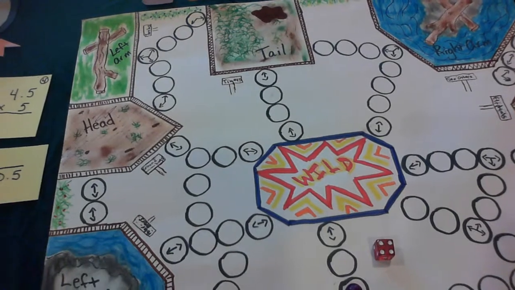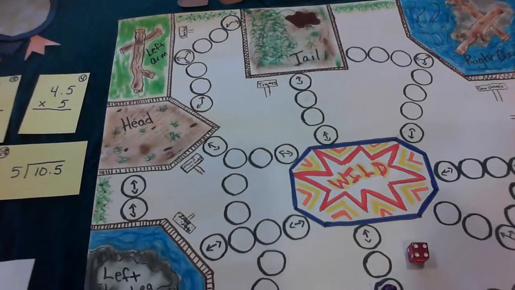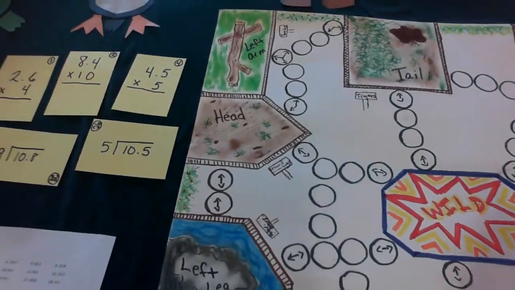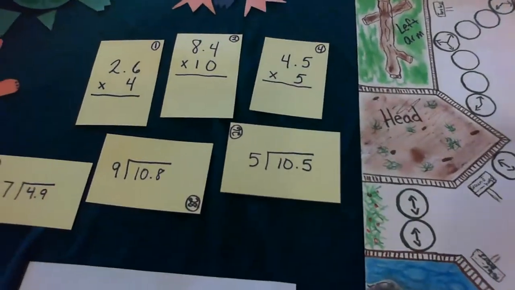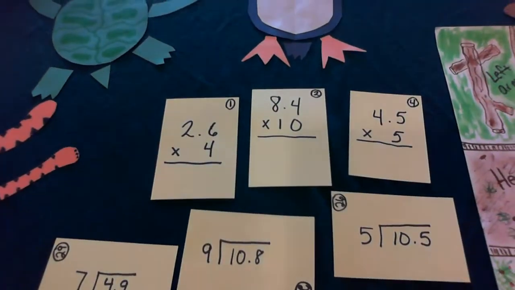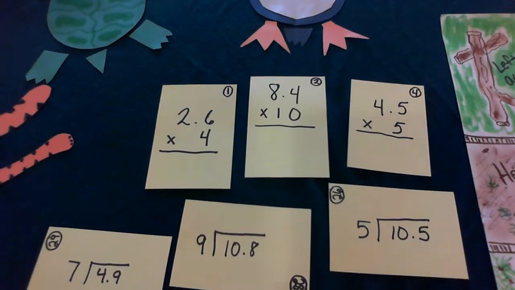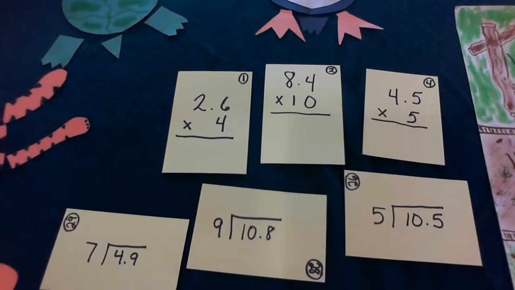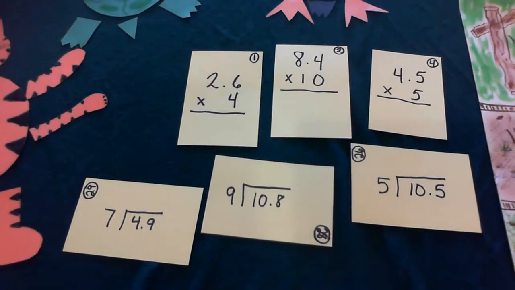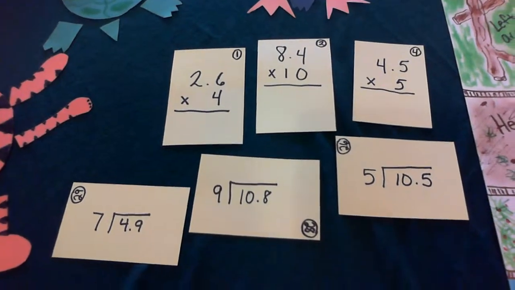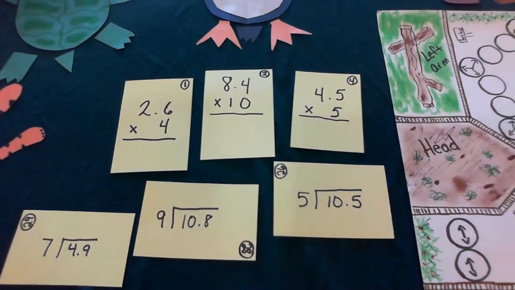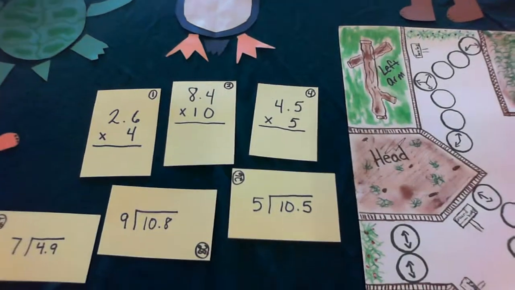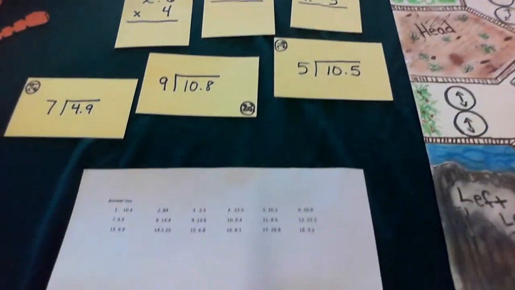Once entering, the team must work together to answer a problem on one of the problem cards. Here are some samples of problem cards. 2 6/10 times 4 is an example of a multiplication problem, while 4 9/10 divided by 7 is an example of a division problem. Another team checks the answer using the answer key.